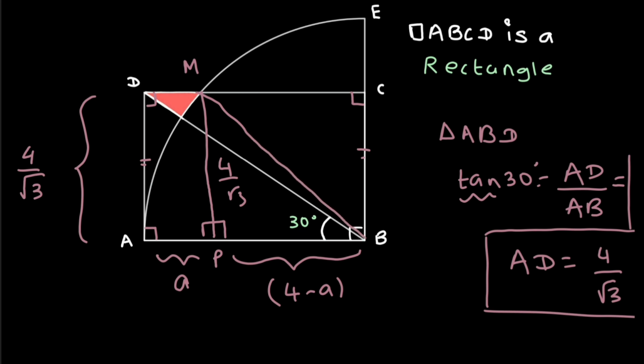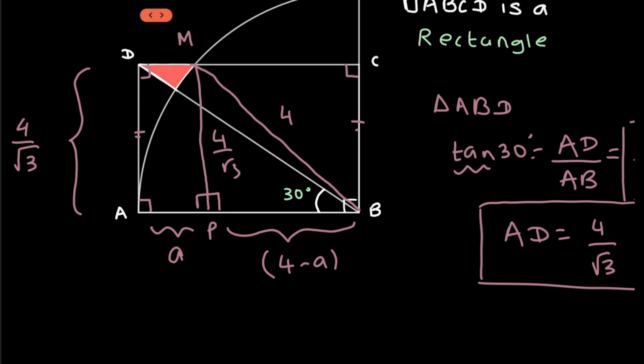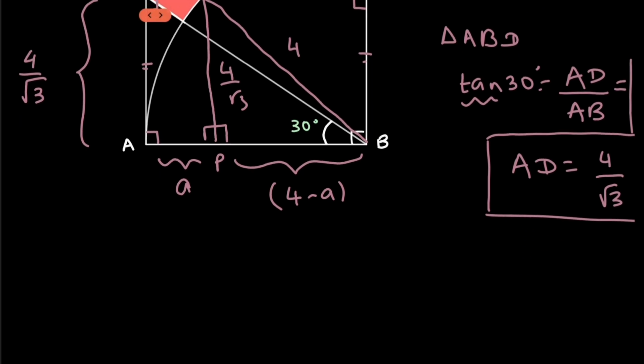Okay. Now I will draw a line segment joining the points M and B. Now what can you say about the length of MB? Look carefully, it's running from the center of the quarter circle to the circumference. Hence it is the radius, and it has been given that the radius of the quarter circle has a length 4. So the length of MB is 4. The length of MP is 4 upon square root of 3 and the base is 4 minus A.